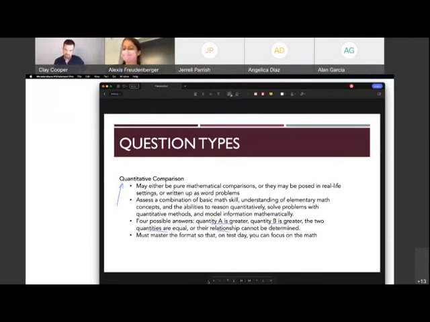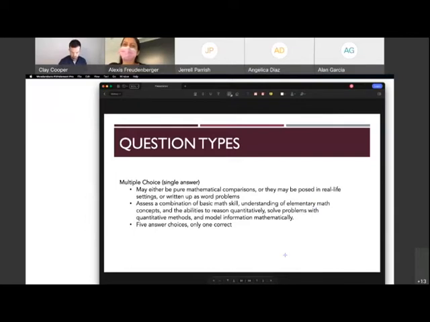Does that make sense? So they might give you two quantities like x squared on the left as quantity A and quantity B is 17. And then they'll give you some other information, and your job will be to evaluate whether, in light of that information, you can figure out which of these quantities is greater. And again, you've got to master the format of these questions so that on test day, you're only thinking about the math, and not about the weird questions. Does that make sense?